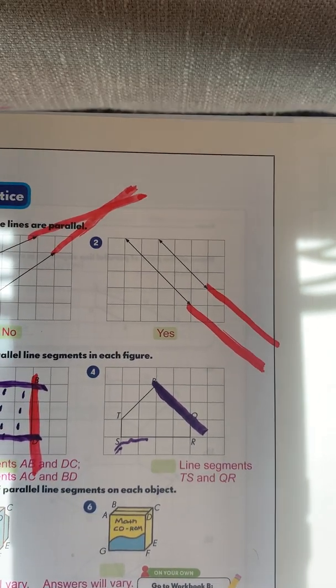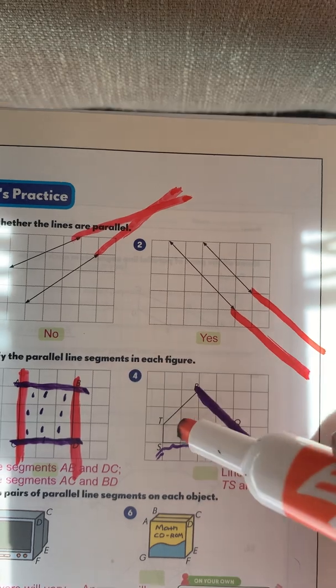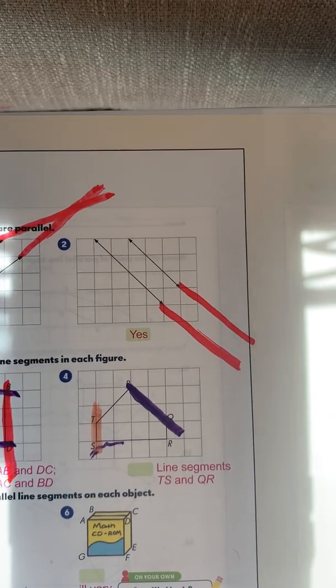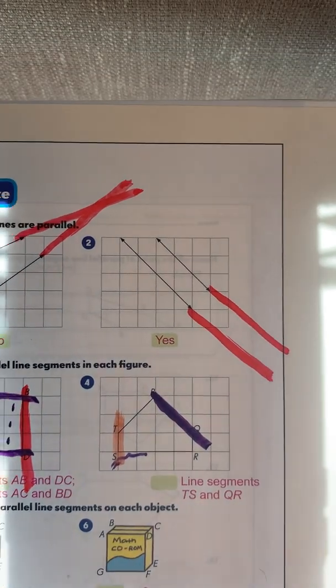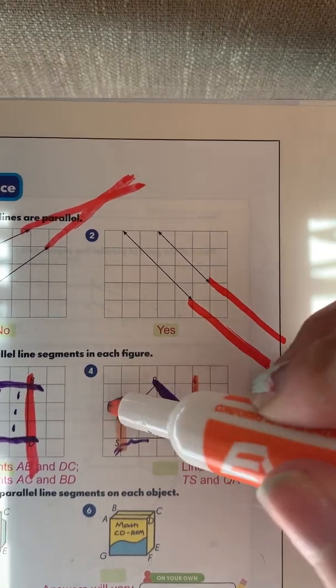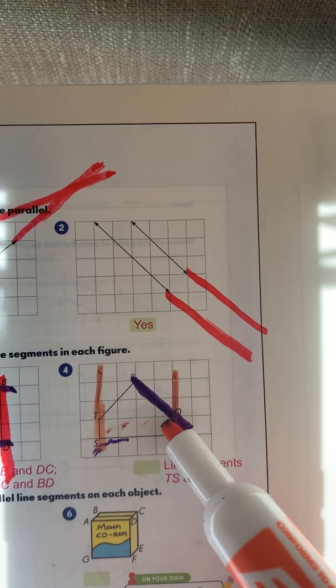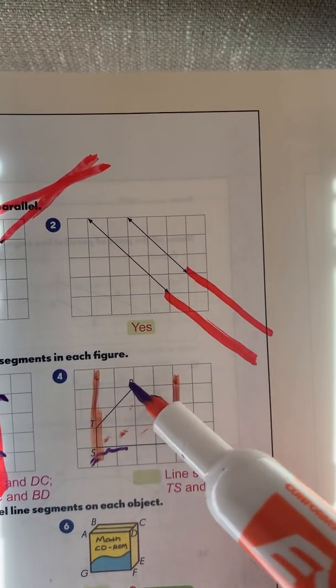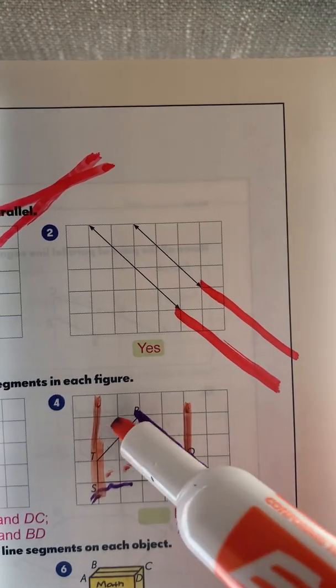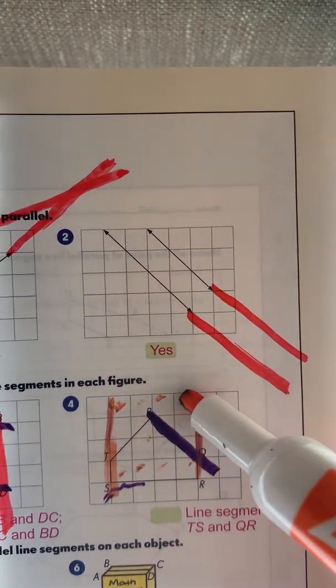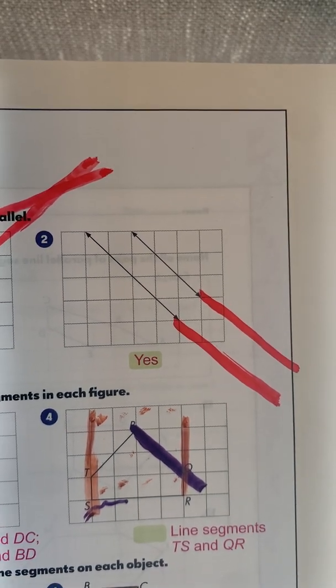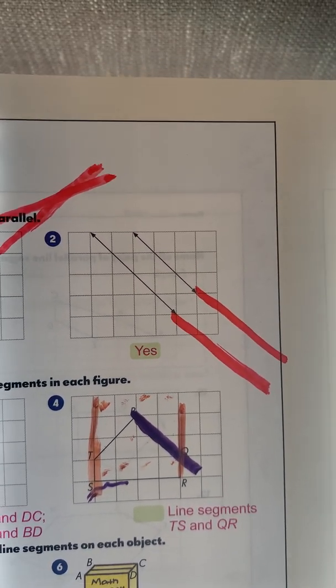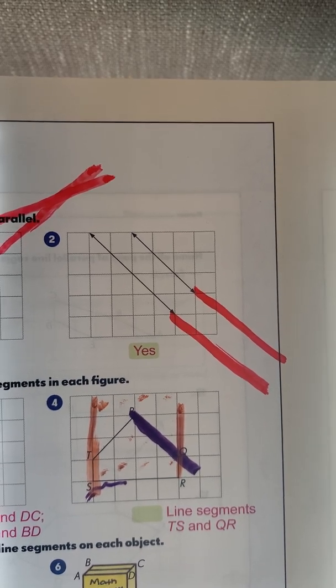What if we try TS here? And I need to look for a line that is across from it. It has the same amount of square units throughout the whole thing. Okay, let's try RQ or QR. Let's see. 1, 2, 3, 4. 1, 2, 3, 4. 1, 2, 3, 4, and 1, 2, 3, 4. Do they have the same amount of squares between them? Yeah, they absolutely do. So lines TS and QR are parallel.